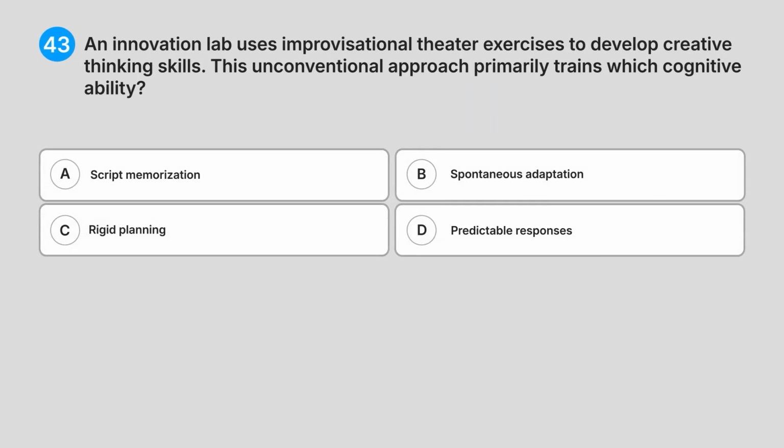43. An innovation lab uses improvisational theatre exercises to develop creative thinking skills. This unconventional approach primarily trains which cognitive ability? A. Script memorization. B. Spontaneous adaptation. C. Rigid planning. D. Predictable responses. Do you know the answer?